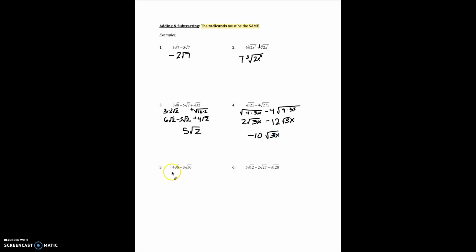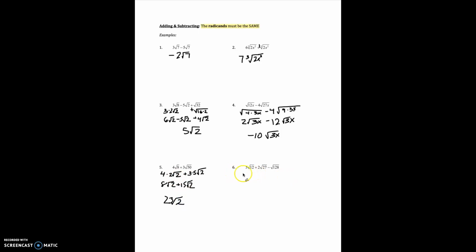Next one, we have 4 root 8. So again, root 8 is 2 root 2. And then we have 3 root 50. 50 is going to be 5 root 2, because that's 25 times 2. So I get 8 root 2 plus 15 root 2, which is 23 root 2.